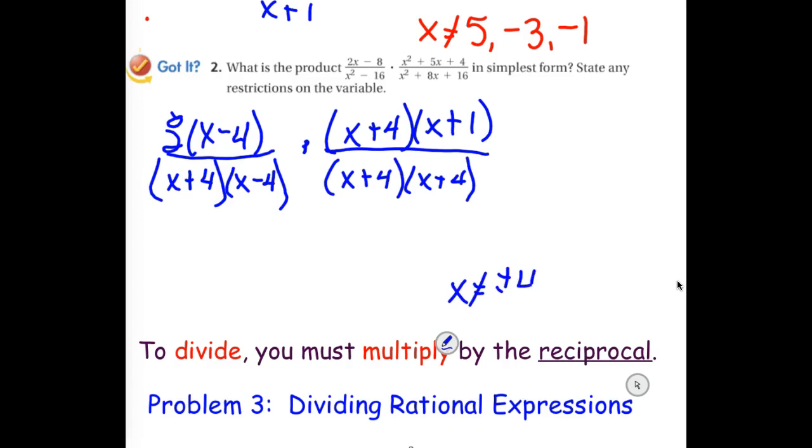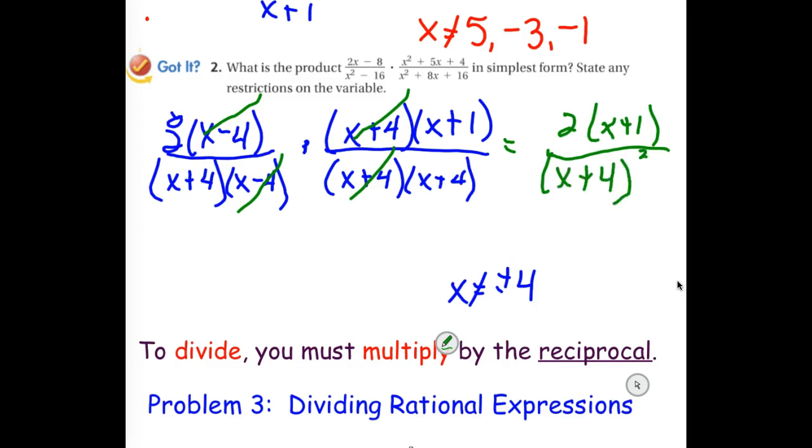All right. Now, common things we can take out. What do you see? X minus 4s. Okay, what else? X plus 4s. Now, there's a whole bunch of x plus 4s in the denominator, right? I could have taken any one of those, but I can only do a 1-to-1 cancellation. I can't take one on the top and all 3 on the bottom. So what we have left, we have a 2 and an x plus 1 for the numerator. Denominator, we have an x plus 4 squared.